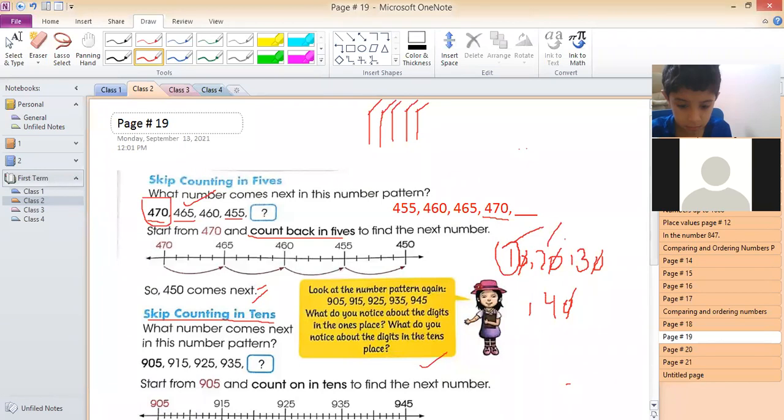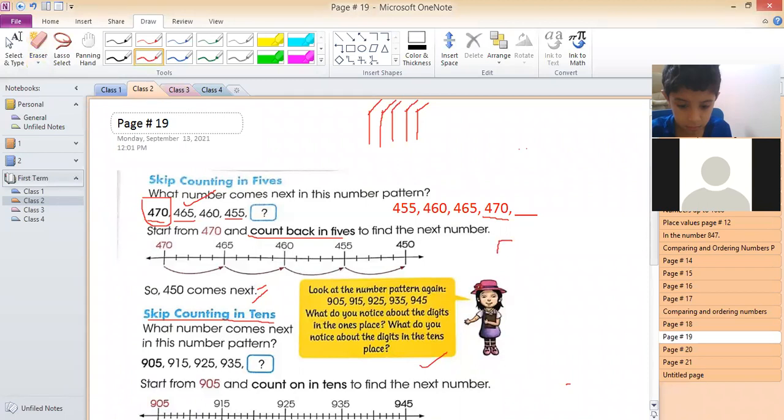So this will be 20. This will be 30, 40, 50, 60, 70, 80, 90, 100, 110, 120, and so on. Okay. Whenever you are counting in tens, what you need to remember is that the place of the ones will never change.